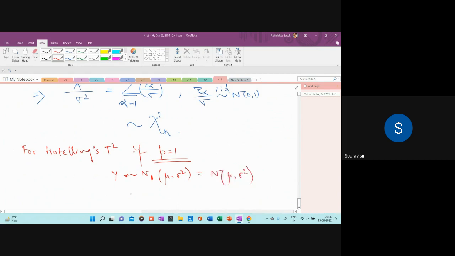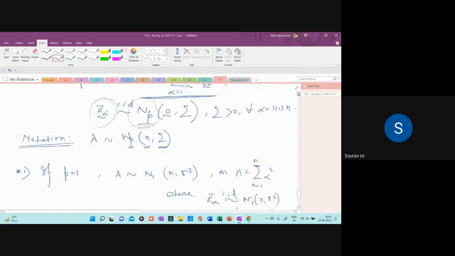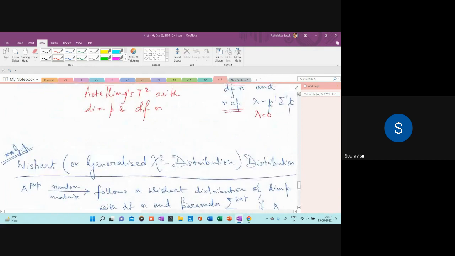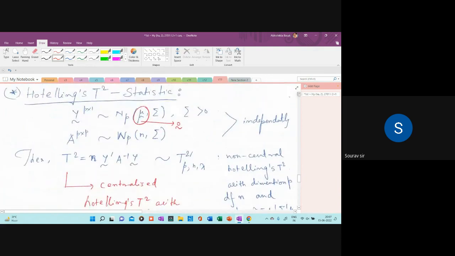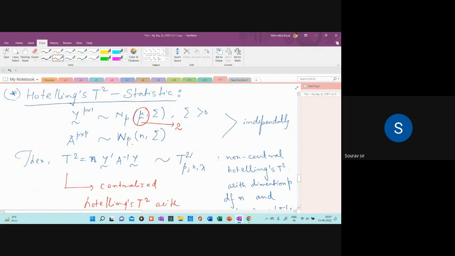And this A, which we have defined over here, is going to follow a Wishart distribution of order 1 with n and sigma square, which we have just proved is equivalent to some chi-square n distribution, and we have already mentioned that these two distributions should be independent. This was the statement of the Hotelling T square. I'm just going up so that you can see it once. If p is 1, this will be a normal distribution of mu, sigma square.